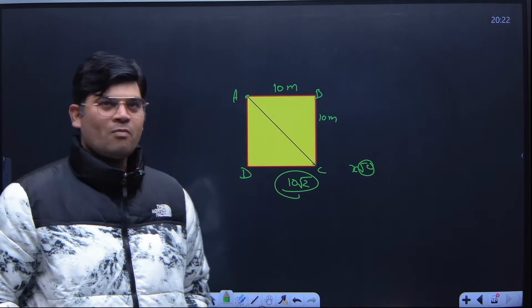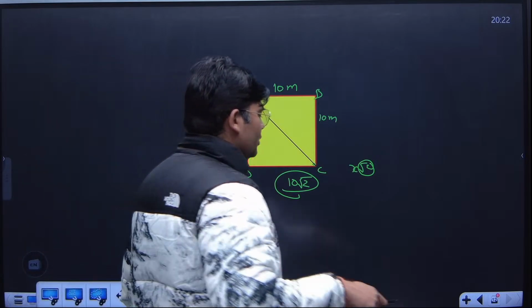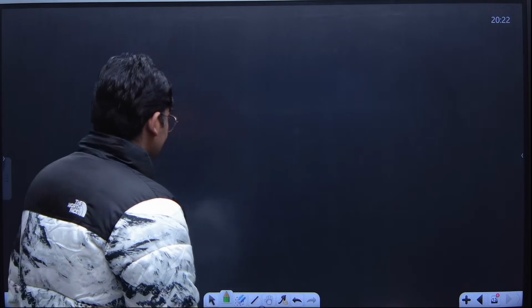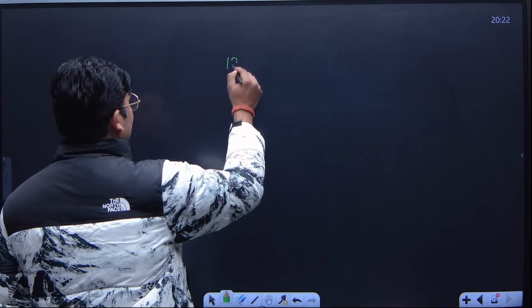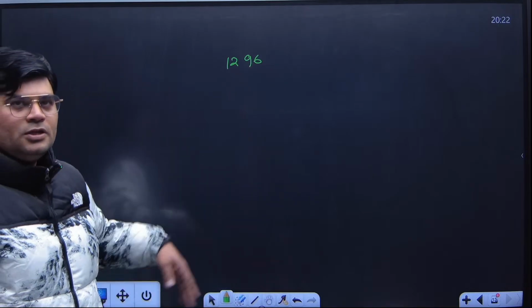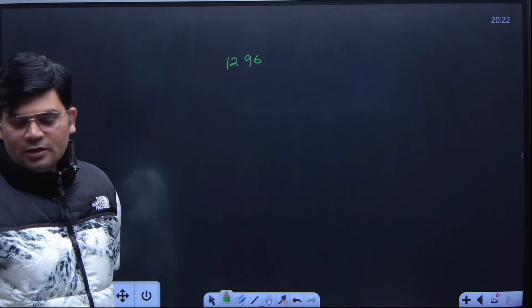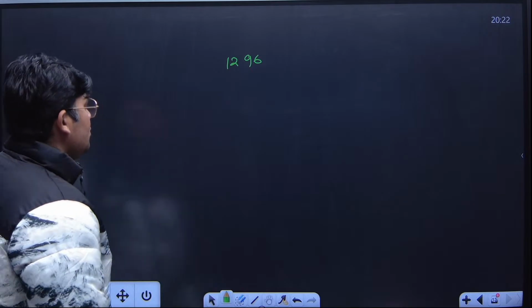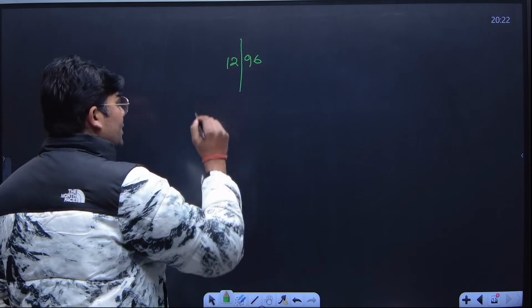Sure, sir. Okay. So there are multiple ways to find a square root of a number. You tell me any number of your choice which is a perfect square first. Let us see if the number is a perfect square. Suppose we take the number 1296. The number is 1296, so you can divide this number into two parts.